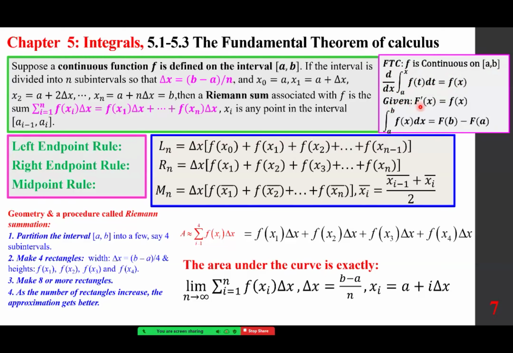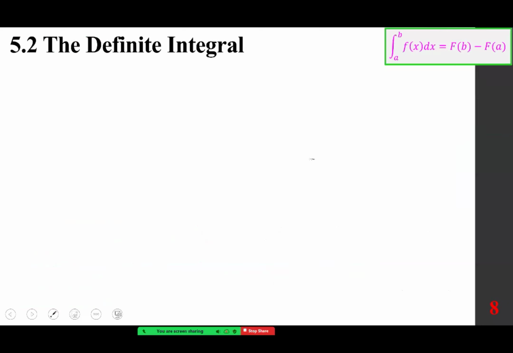If the derivative of capital F is lowercase f, in other words, capital F prime is lowercase f, then the integral from a to b of f of x dx, which is a number called the definite integral, is just F of b minus F of a. You evaluate the antiderivative at the endpoints and subtract them from one another. Now, let's discuss the details for this.